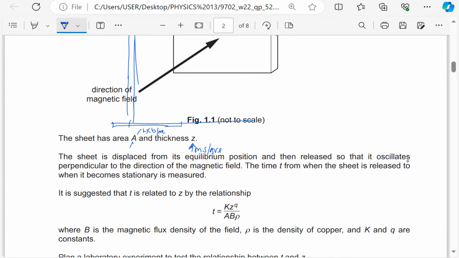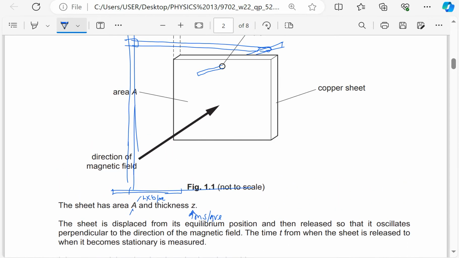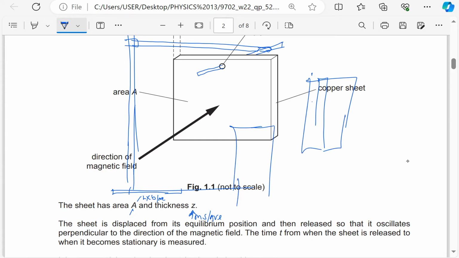Then the sheet is displaced from its equilibrium position and then released so that it oscillates perpendicular to the magnetic field. So I'm going to put a magnetic field. So I may have maybe that is the North Pole. I may have the South Pole somewhere. So this is going to be a horseshoe magnet, North and South Pole. So the sheet is going to oscillate between the North and South Pole.